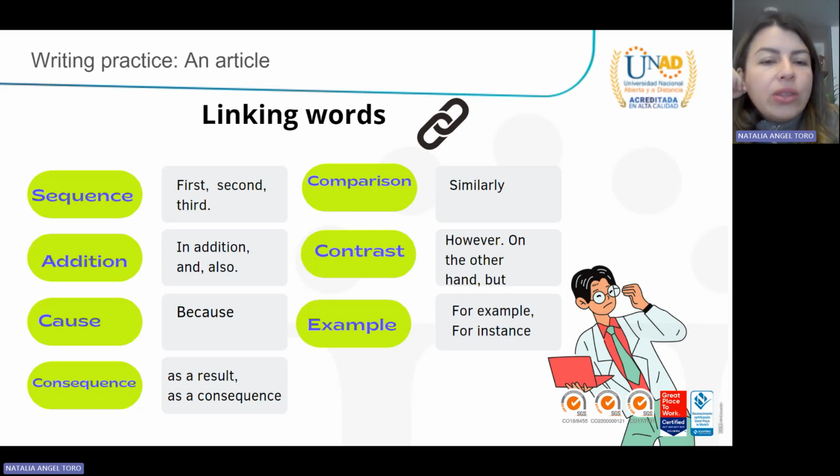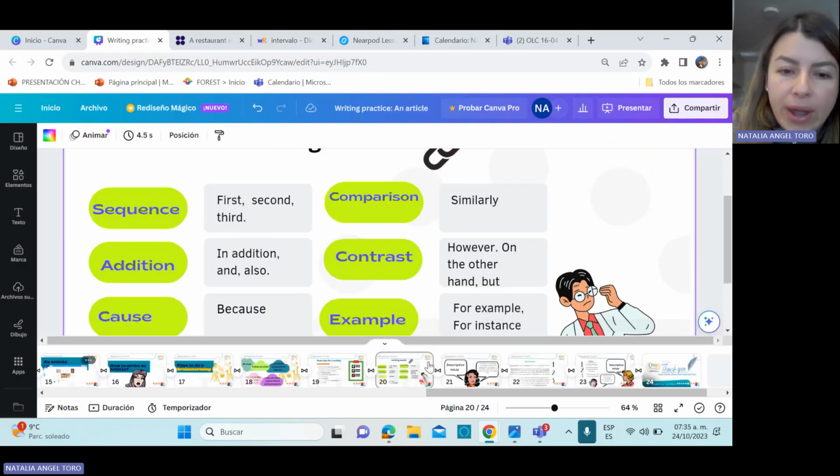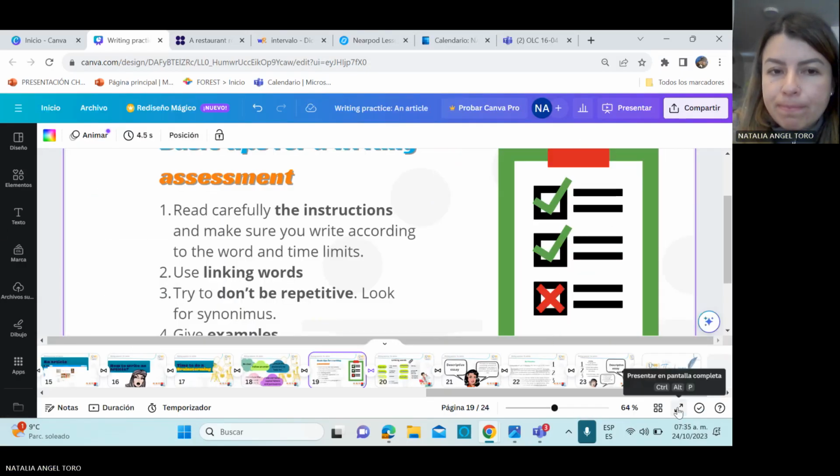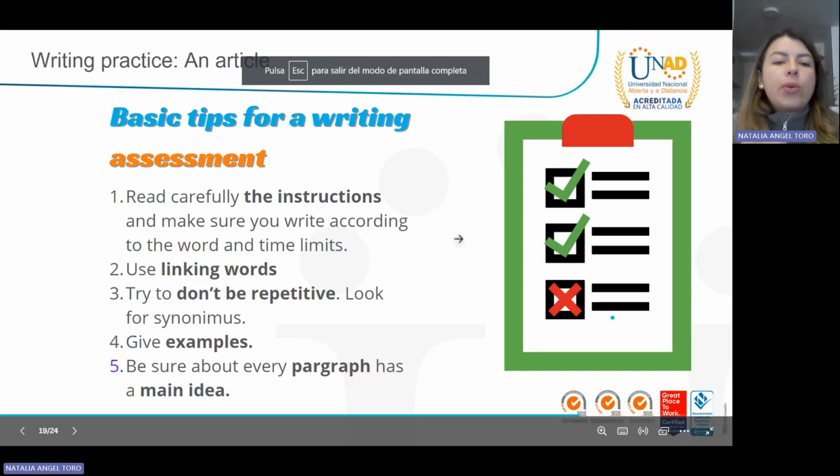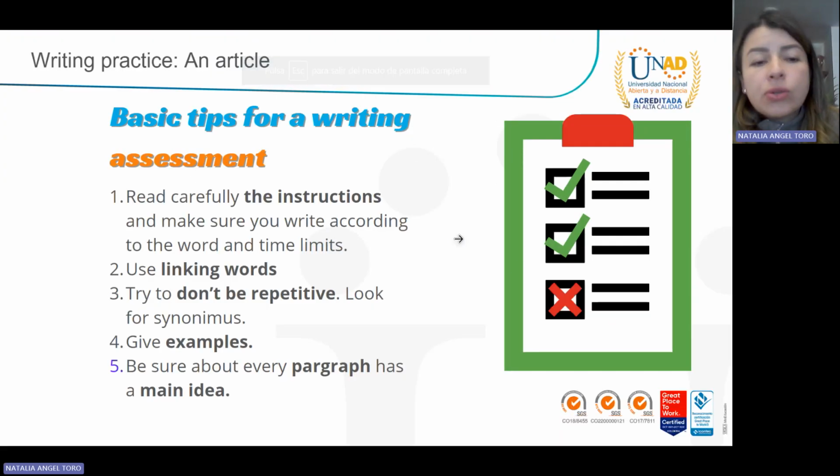So are you ready? Any new one for you in this slide? Not really. I'm pretty sure. Yeah, knowing you, I know that those ones are known by you. So those ones are linking words and it's useful to use them in a writing. So read carefully the instructions and use linking words.